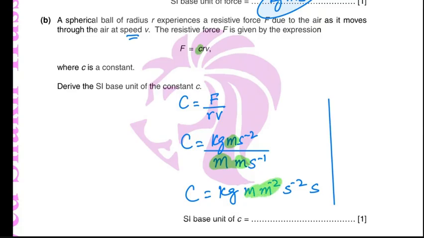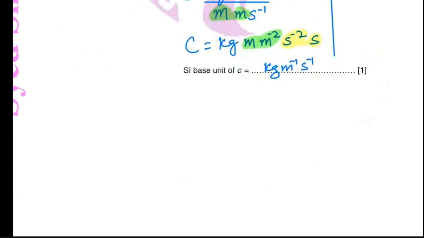m^-2 and m will make it just m^-1, so kg m^-1, s^-2, and s^-2 and s will make it what? Just s^-1. So it's kg m^-1 s^-1, the SI base units for the constant C. Right? Any problem, any confusion?